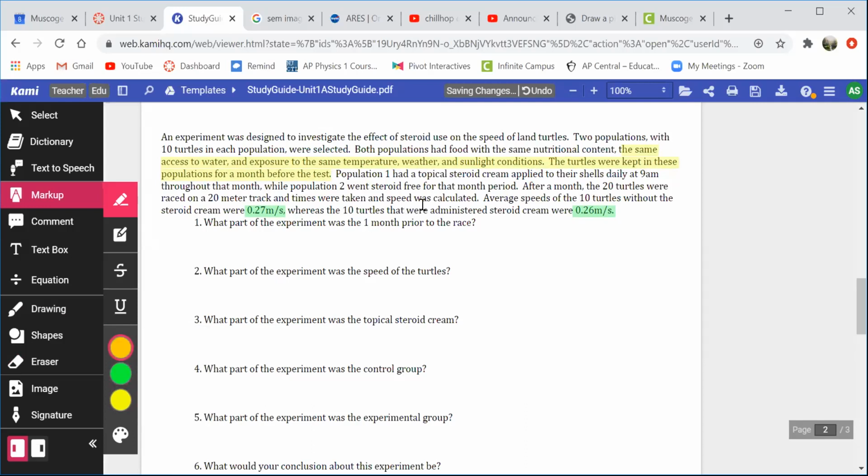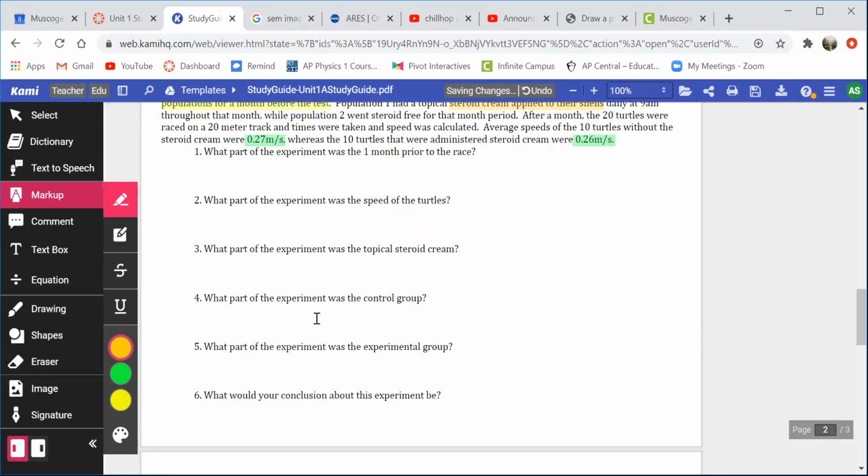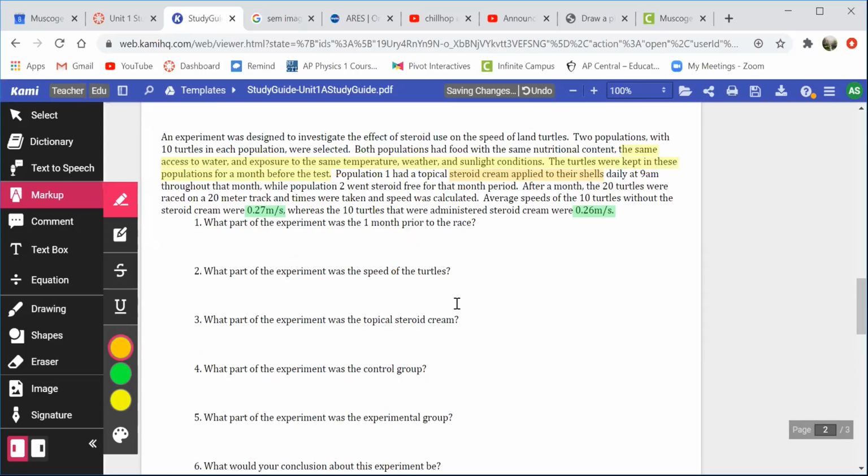All righty, so we've got had steroid cream applied to their shells. So that is the independent variable. Now, what part of the experiment was the control group? Population 2. There we go. Population 2 was steroid free. There we go.